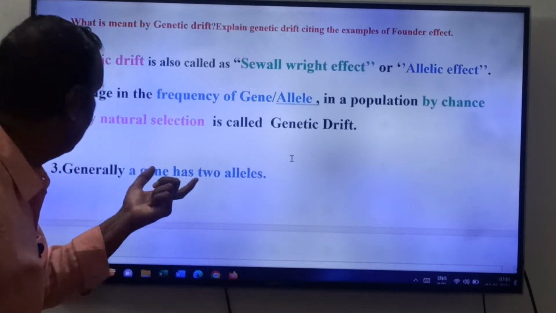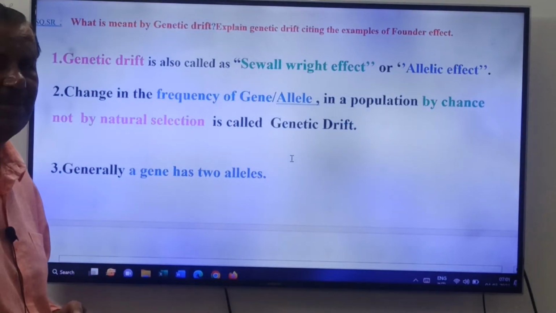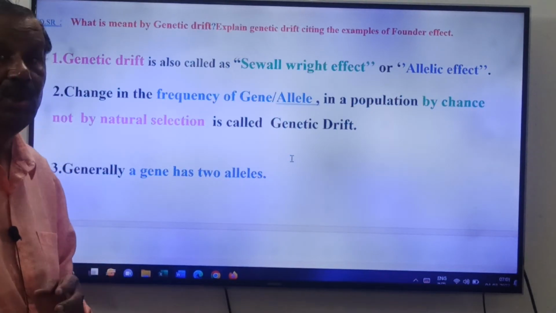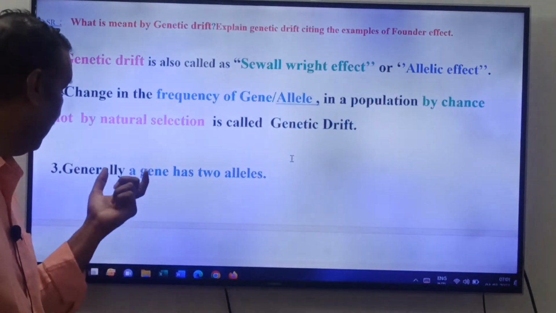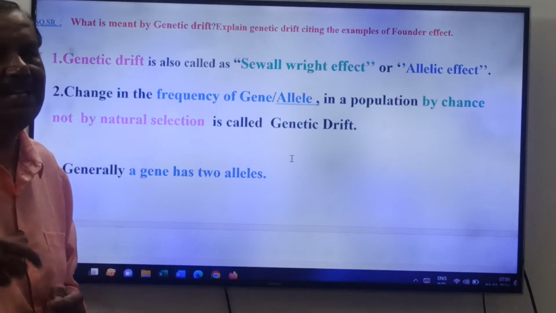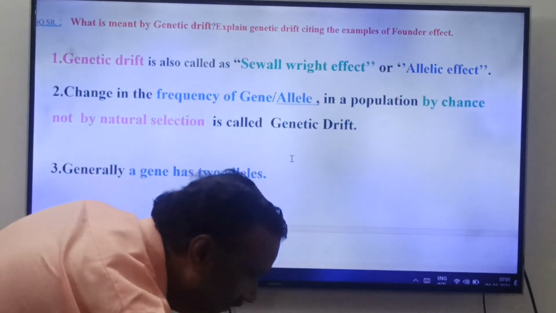You know, friends, generally a gene has two alleles. Forget about the multiple alleles, friends. But the majority of genes have two alleles only. So, a gene has what, friends? Two alleles. What are alleles? Two forms of a gene are called alleles, friends.